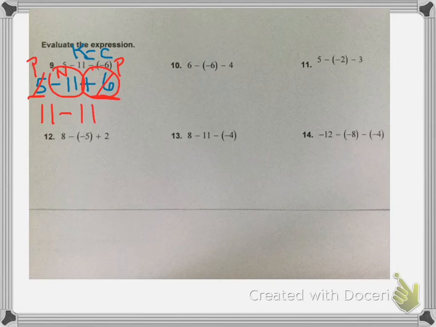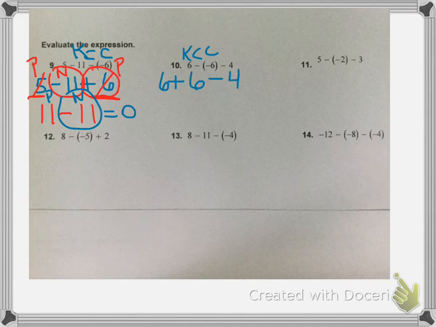I mean, you could think about this as you would with a positive and negative, but is it really necessary? 11 minus 11 is 0, but again, this is a positive 11. You can think of that as a negative 11. Different sign, subtract. 11 minus 11 is 0. Okay, let's take a look at number 10. I have that double negative, so let's get rid of that first. We're going to do keep, change, change, and over here I have minus 4, so that's just going to stay. So I'm going to keep my 6, I'm going to change my subtraction to addition, and I'm going to change my negative 6 to a positive 6, and just bring down the rest of the problem.